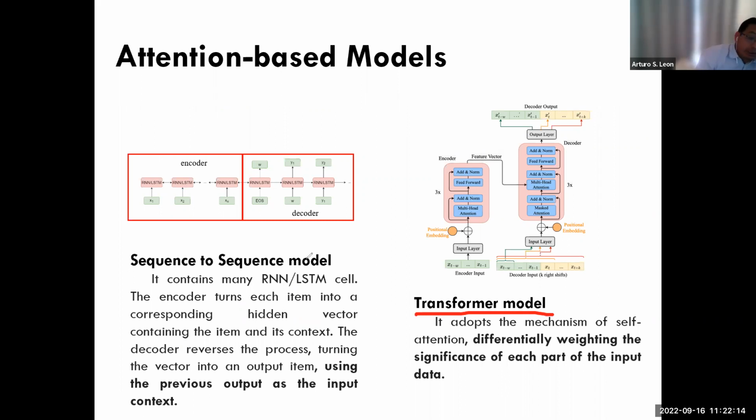In the case of the sequence-to-sequence model, the previous output is used as the input, right? So all the processing is made in sequence. For the transformer model, it's possible to add weights differentially for various components of the input data. This is being used a lot recently.